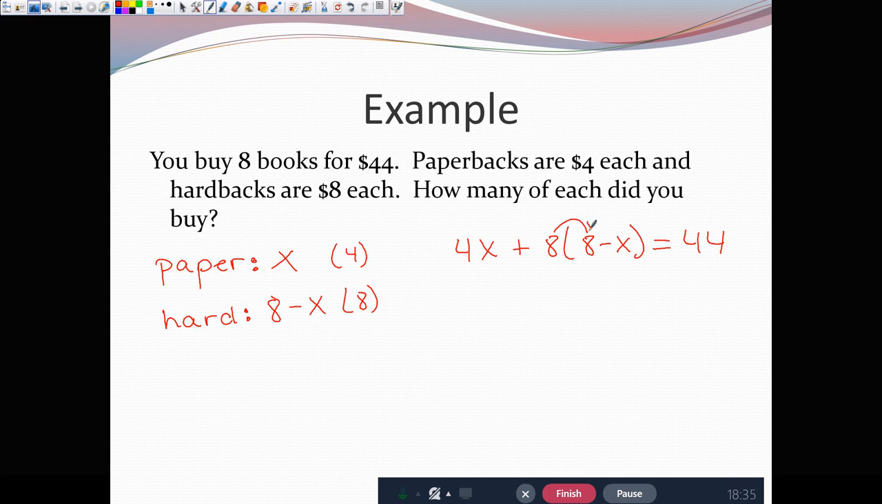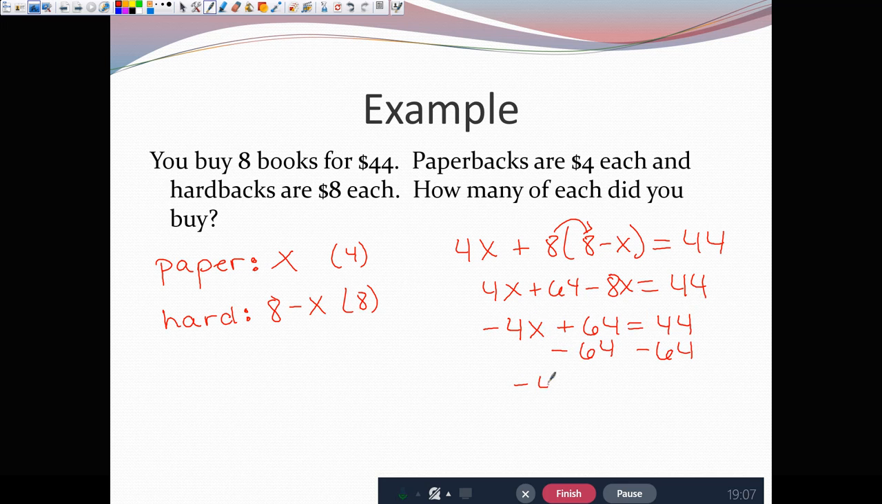So what's 8 times 8? And 8 times negative x? Negative 8x. Once you distribute, that 8 goes away. Okay, so now I'm going to take 4x and minus 8x because I'm combining like terms. And I'll get a negative 4x. Then I'm going to subtract my constant, 64, from both sides.